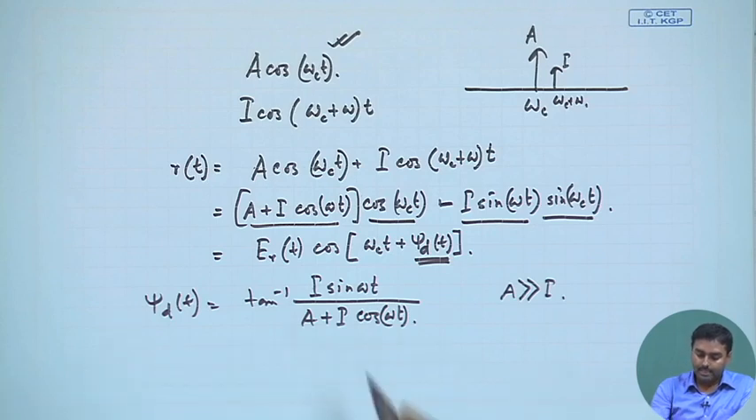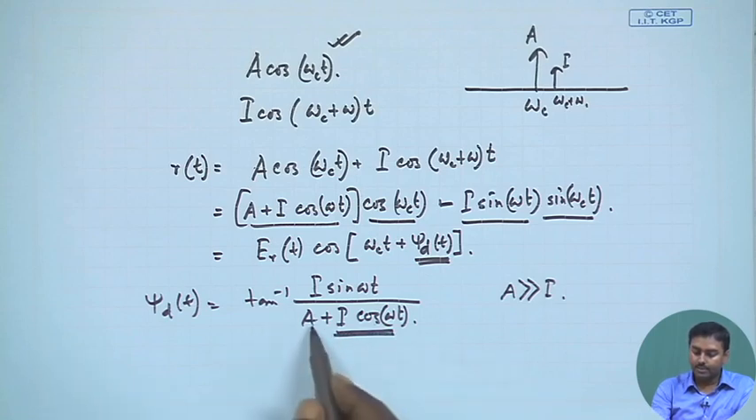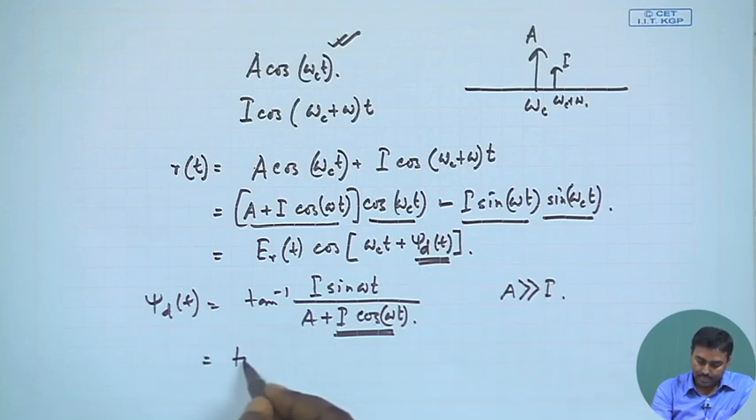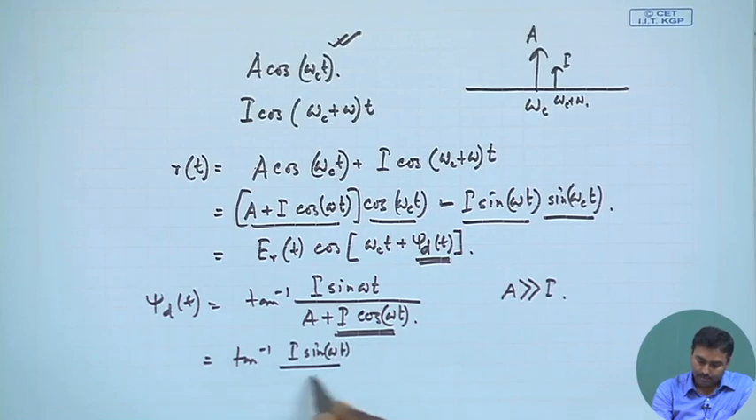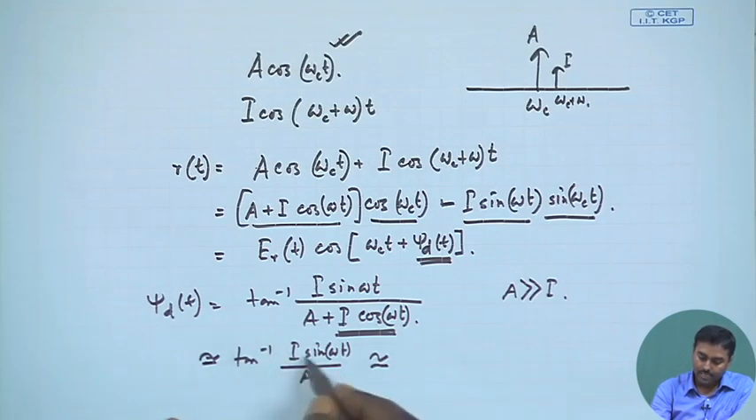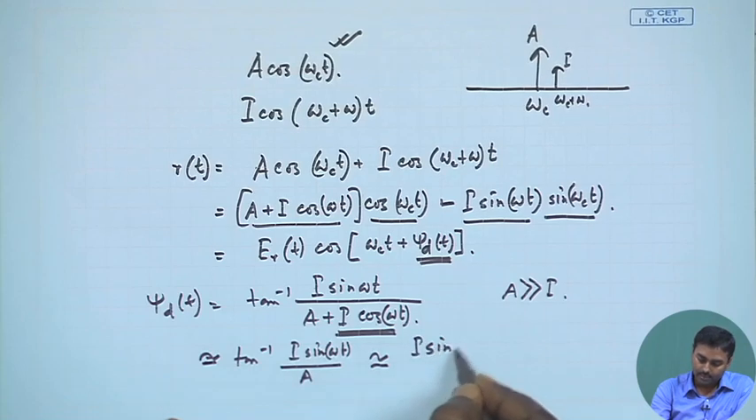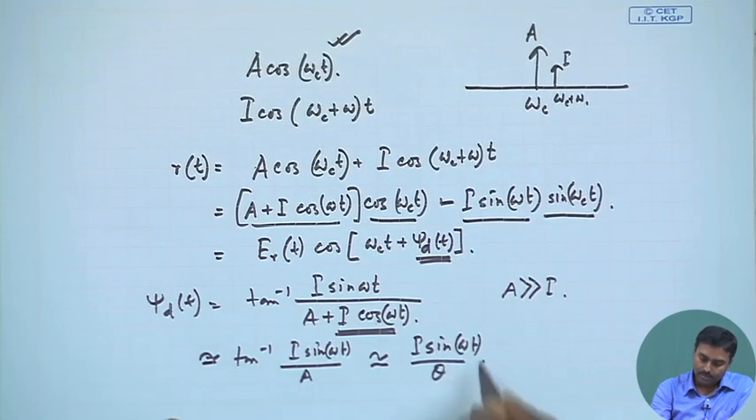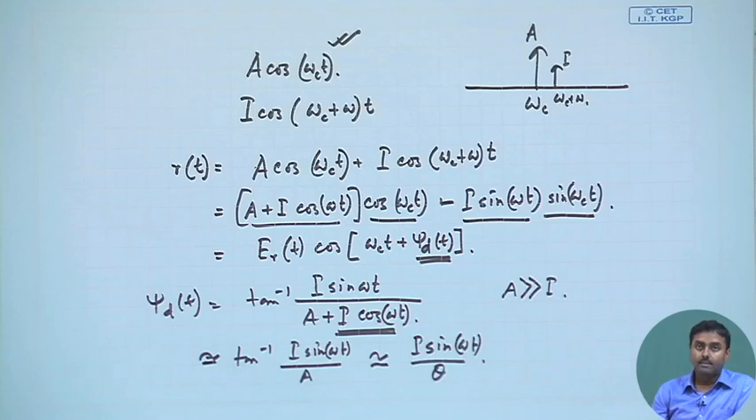In the picture also we have almost demonstrated a similar thing. So, if that is the case, then because it is I cos omega t, this will never be bigger than I. So, this can be neglected compared to A, and this becomes tan inverse of I sin omega t divided by A. Again, I by A is a very small number, so this can still be approximated. These are all approximations. So, tan inverse theta will be just theta, I sin omega t divided by A, right. That becomes my phase, the overall FM phase.